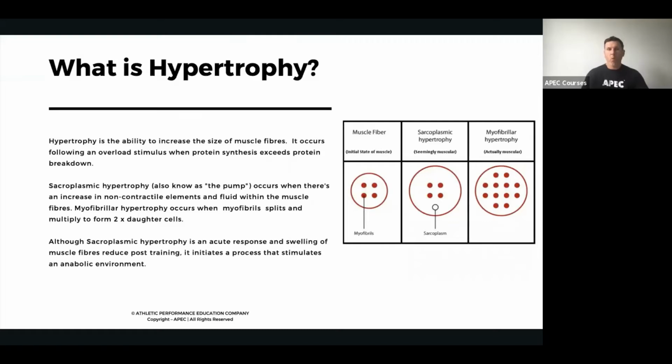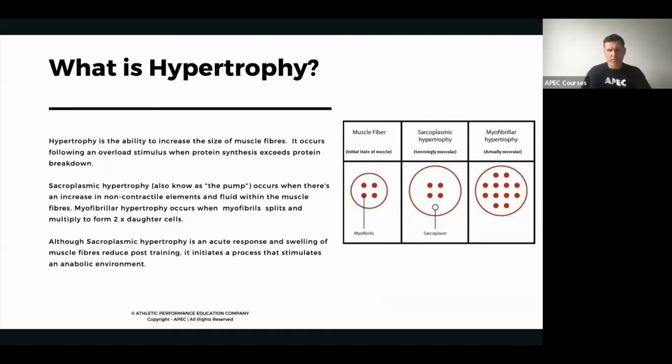So let's look at what hypertrophy is. Hypertrophy is the ability to increase the size of a muscle, as we all know. It occurs following an overload stimulus when protein synthesis exceeds protein breakdown. So physiologically, we need protein synthesis to exceed protein breakdown. Now, there are two types of hypertrophy that we need to focus on: functional and non-functional.